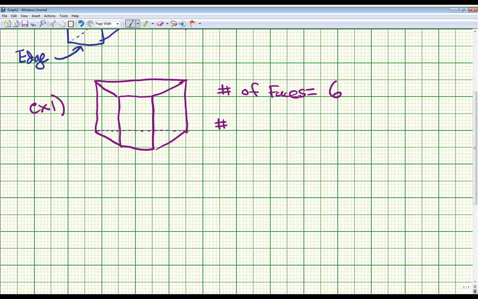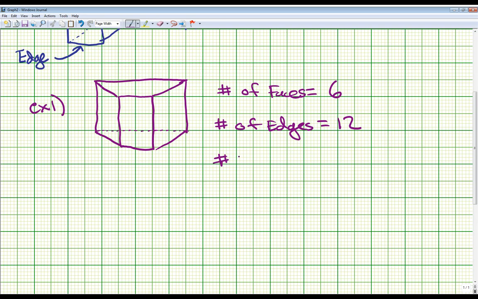That would be faces. Then the next one they want us to know is the number of edges. Well, our edges here in our vocabulary are these side lengths. So in the front, we have 1, 2, 3, 4 edges, 5, 6, 7, 8, 9, 10, and then 11 and 12. So 12 total edges here.